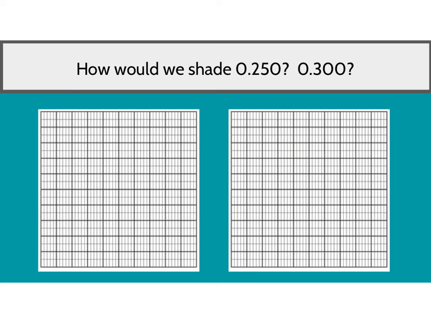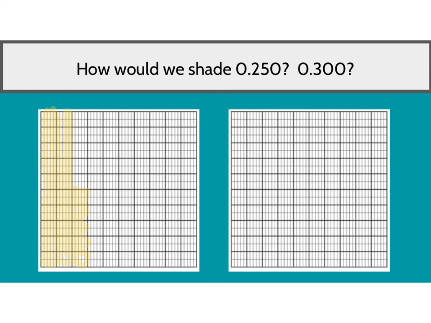A couple more examples here. The first one is 0 and 250 thousandths. So again, we're going to look at that first digit, which is a 2 in the tenths place. That means we're going to shade 2 of these long rectangles. And then we're going to move over to the hundredths, which there are 5. So we'll shade 5 of those. And then we don't have anything in the thousandths place, so we are done with that one.